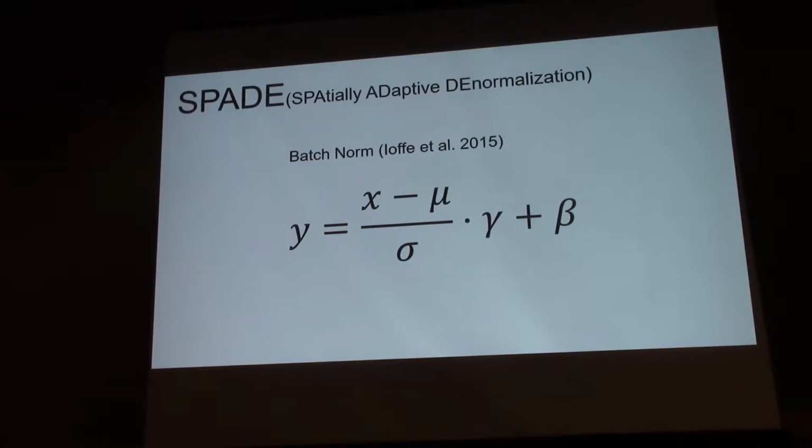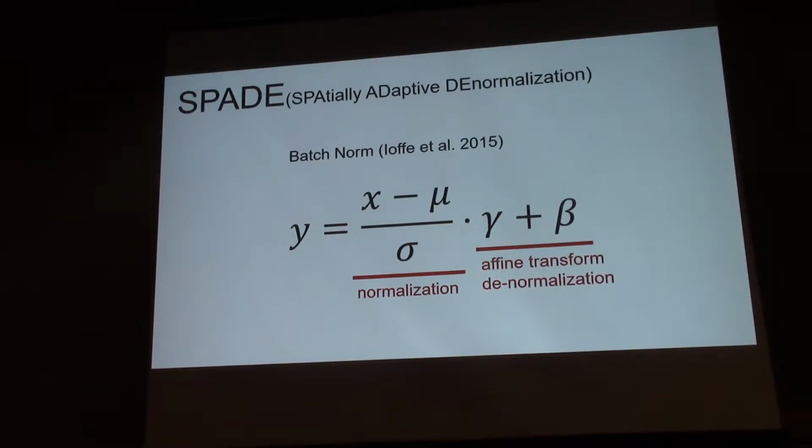So this is what we did. We extended the idea of batch normalization. I think you probably all know that batch norm consists of two parts. First is the normalization part that computes the mean and variance and makes the output distribution zero-centered and unit variance. And the second part is the learned affine transformation part that allows more flexibility to batch normalization. And we call this part denormalization because after the second part, the distribution is not normalized anymore. And the key to our approach is we made this denormalization part conditioned on the semantic map.